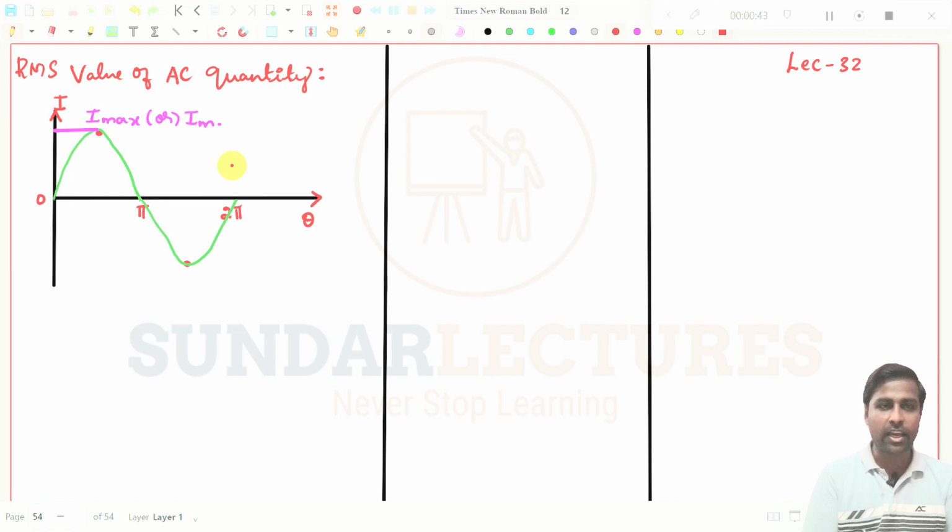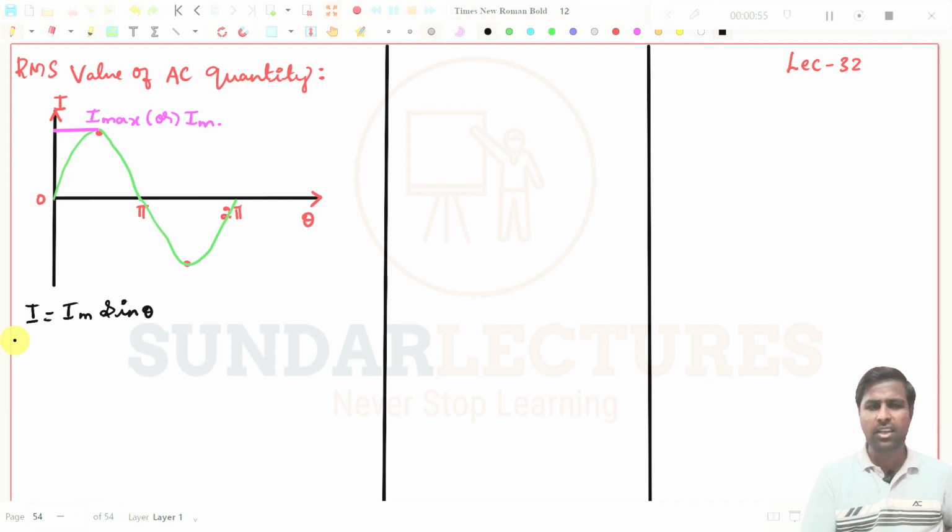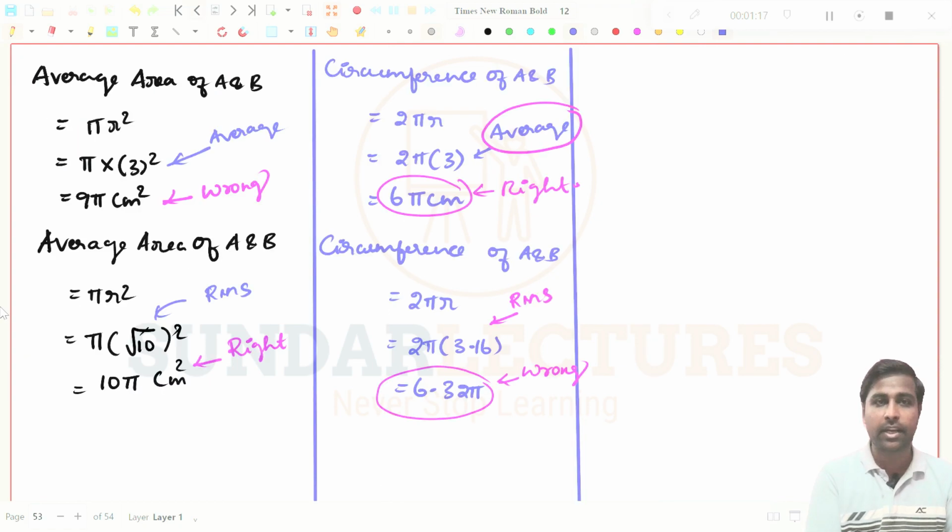Let us take I is equal to Im sine theta, where theta may be omega t. I have already told you it may be anything. This is the expression we are going to take today, and we try to find what the RMS value is. We know what the RMS value is.